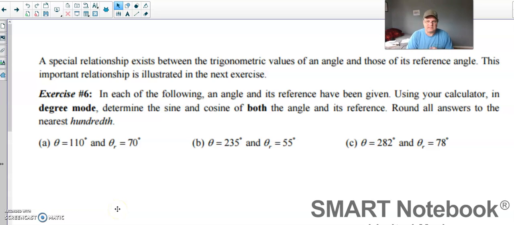Okay, second part of lesson 5 deals with trig values of angles that aren't specific on your unit circle. So with that being used, you use your calculator. The angle and reference have been given using your calculator in degree mode. So you guys can use your phones too.